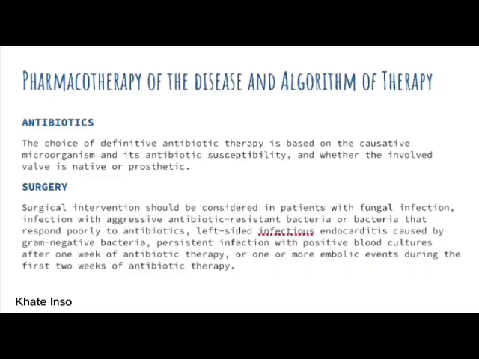Pharmacotherapy of the disease and algorithm of therapy. First one is antibiotic. It is a first-line treatment of infective endocarditis. The choice of definitive antibiotic therapy is based on the causative microorganism and its antibiotic susceptibility, and whether it involves a native or prosthetic valve. So the other one is surgery.